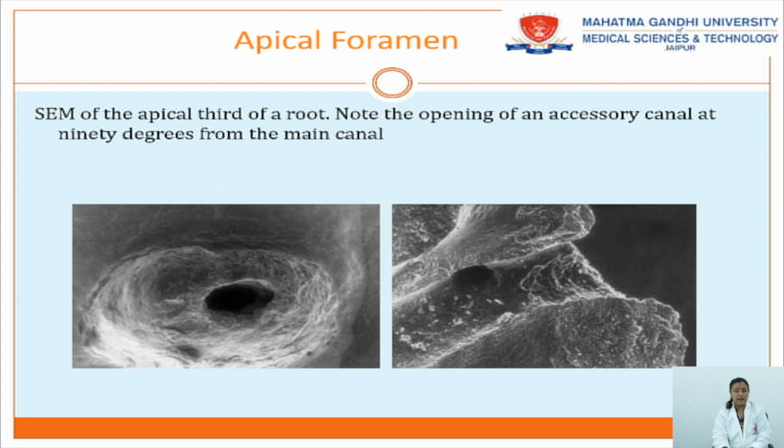This is an SEM image of the apical third of the root. Thus we can see the major opening, that is the apical foramen, and lateral to that, at 90 degrees, there is a small opening from the main canal. So this is an accessory canal.